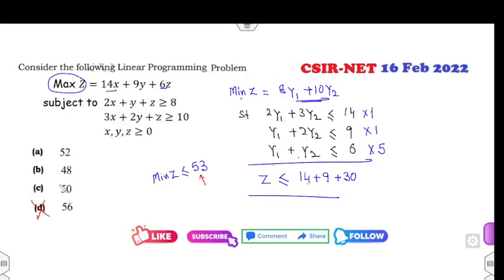Now this has the primal problem. Now, how can you find the optimal solution? Optimal solution of the primal and the dual are always the same. How can you think about whether it's 52, 48 or 50? Minimization is always greater than this maximization. So that means the answer of maximization will always be smaller than 53.